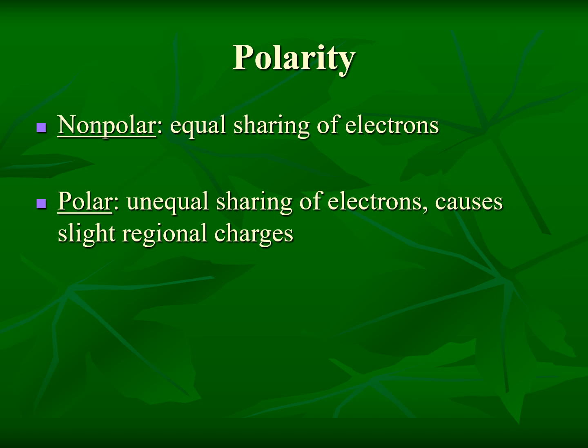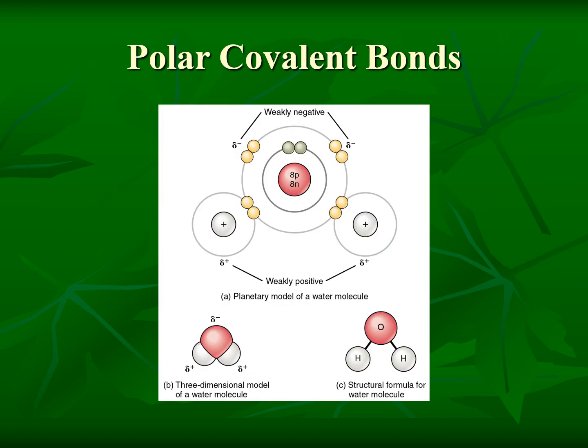You hit me on a day when I really needed my chocolate, and I might share and break off a piece for you, but I'm not going to guarantee that I'm breaking that evenly. So with the polar covalent, you're not sharing those electrons equally. If you're not sharing the electrons equally and they have a slight negative charge, that means you're going to end up with regional differences in charges.